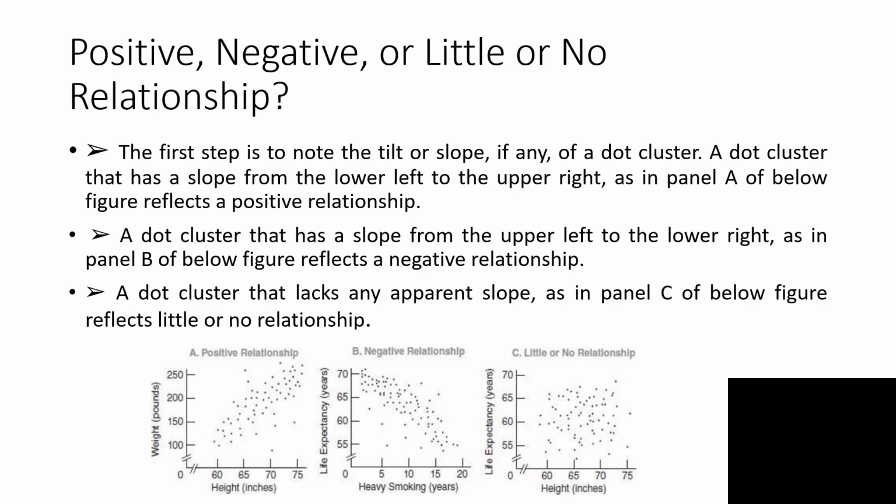How can we check whether a scatter plot shows a positive, negative, or little or no relationship? The first step is to look at the tilt and the slope. If the tilt is from the lower left to the upper right, we can say it is a positive relationship. That is the first diagram. Then if the dot cluster slopes from the upper left to the lower right, that is called a negative relationship. What is little or no relationship? If there is no such slope, we can call it no relationship.